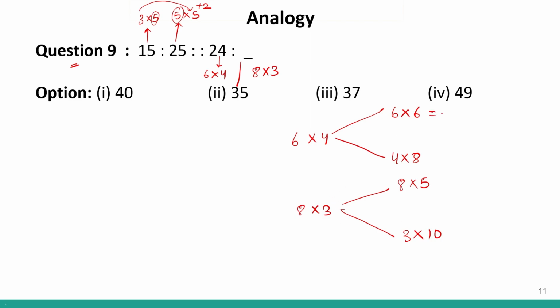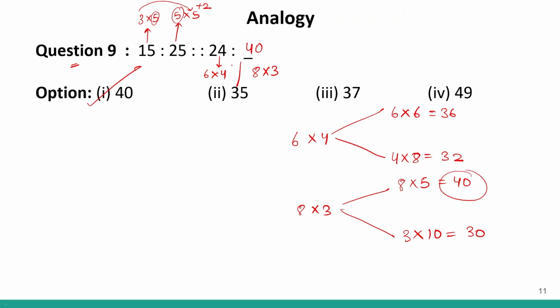So in this case, it will be 36. In this case, it will be 32. In this case, it will be 40. And in this case, it will be 30. So now I have 4 possibilities. It could be 36, 32, 40 or 30. In the options, which one do I see? In the options, I can see only option number 1. So the missing term over here will be 40.